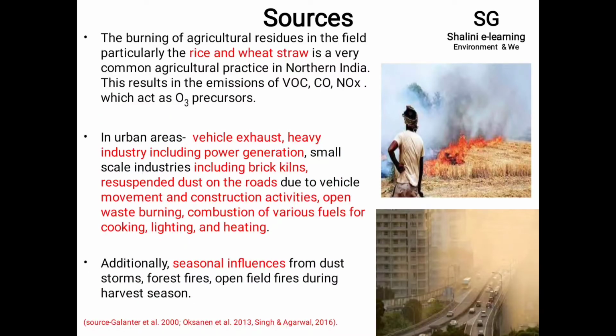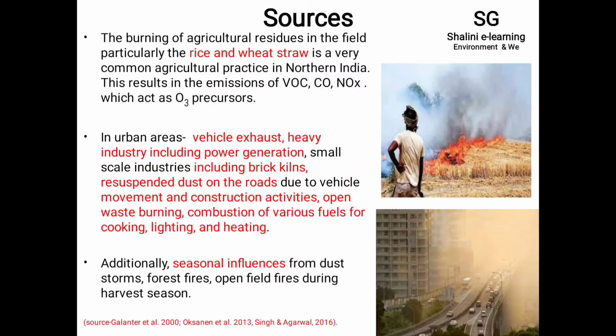Now, the sources of the precursors which lead to the generation of ground level ozone can be categorized into rural and urban sources. Rural sources generally include burning of agricultural residues in the open field, like rice and wheat straw, a very common agricultural practice, and this leads to the emission of volatile organic carbons, carbon monoxide and oxides of nitrogen. In urban areas, sources include vehicle exhaust, heavy industries, power generation, small scale industry, brick kilns, resuspended dust on the road due to vehicle movement, construction, transportation activity, open waste burning, and combustion of various fuels for cooking, lighting and heating. Additionally, there are seasonal influences, so the concentration of pollutants can vary depending on the season, winter, summer or monsoon, and also from dust storms, forest fires, and open field fires during the harvesting season.